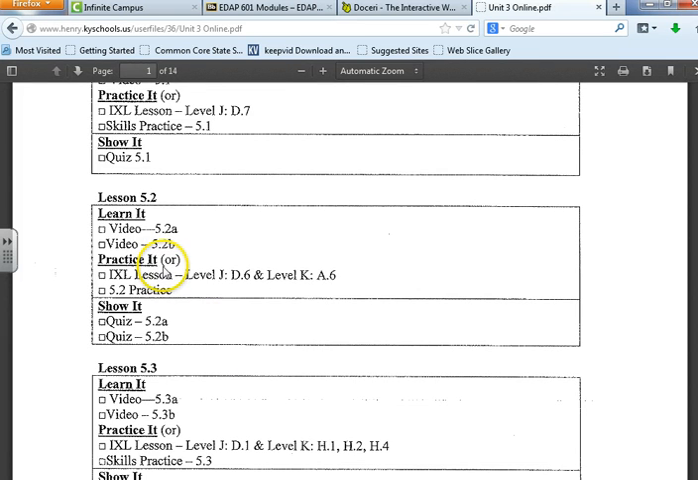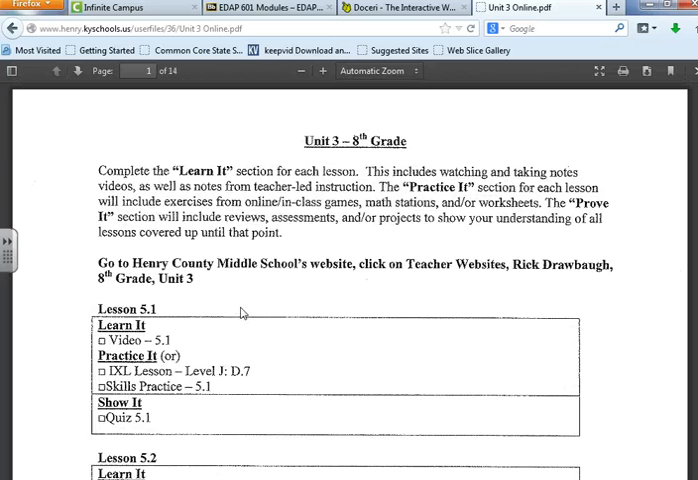If by practice it says "and," that means they have to do both things listed. But most of them are an "or" option. Some of them don't have iExcel lessons because there's not a lesson for them. Some of them don't have the hand practice because we had a difficult time finding those. But most of them have both options, giving the students options.